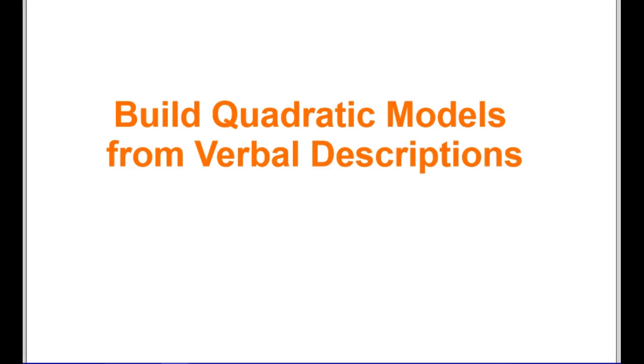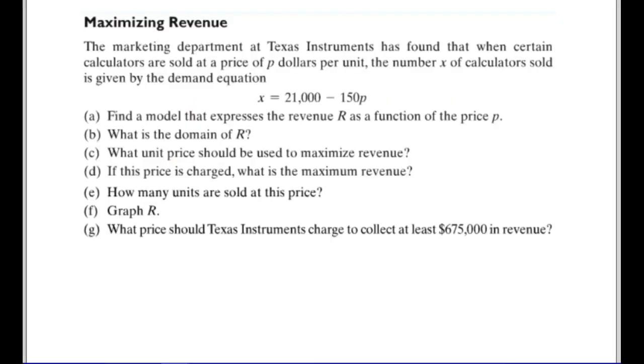Okay, so first we're going to start with some verbal descriptions. The marketing department at TI has found that when certain calculators are sold at a price P dollars per unit, the number X of calculators sold is given by this demand equation. First we have to find a model that expresses the revenue as a function of that price. Then figure out what the domain is. Tell me what we're using to maximize.